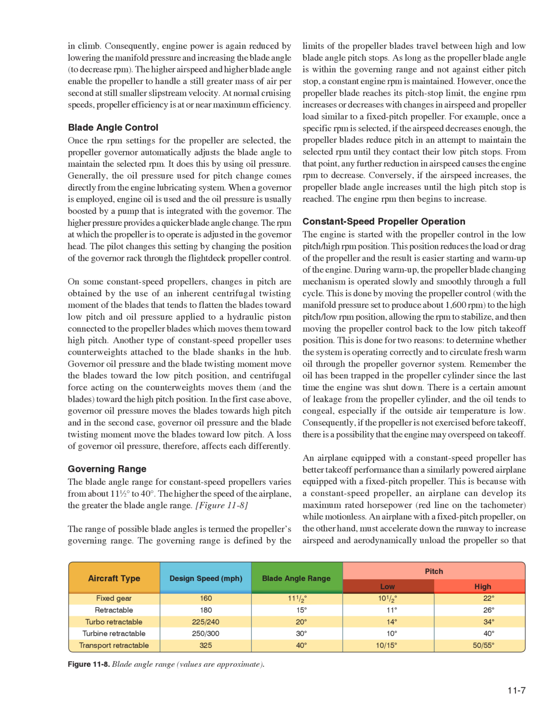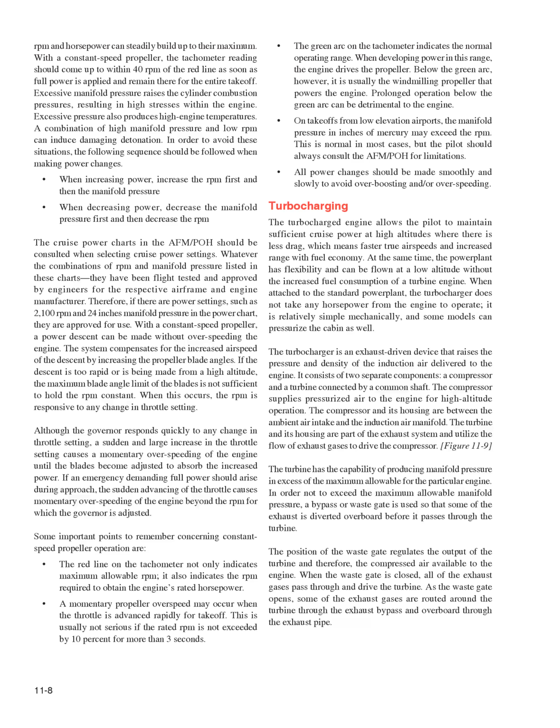An airplane equipped with a constant speed propeller has better takeoff performance than a similarly powered airplane equipped with a fixed pitch propeller. This is because with a constant speed propeller, an airplane can develop its maximum rated horsepower, red line on the tachometer, while motionless. An airplane with a fixed pitch propeller, on the other hand, must accelerate down the runway to increase airspeed and aerodynamically unload the propeller so that RPM and horsepower can steadily build up to their maximum.